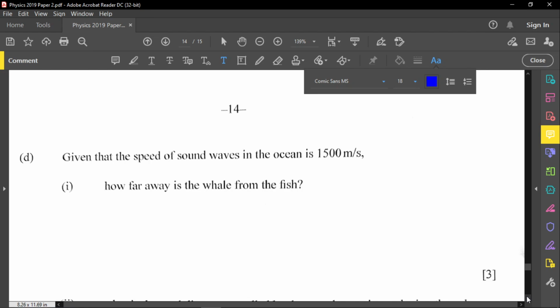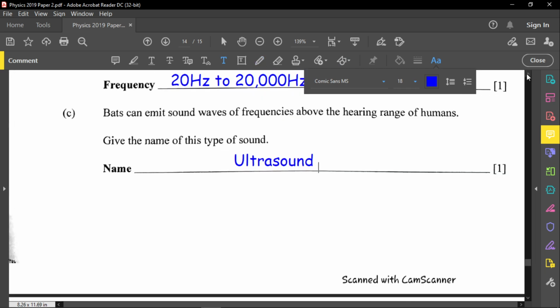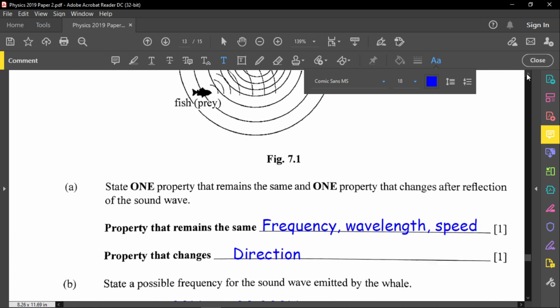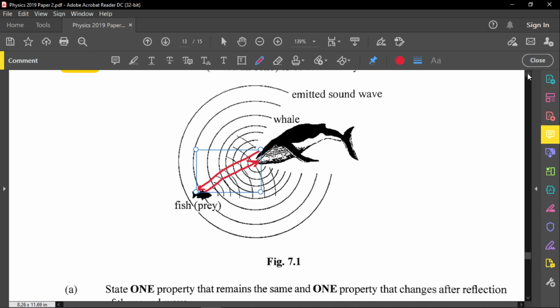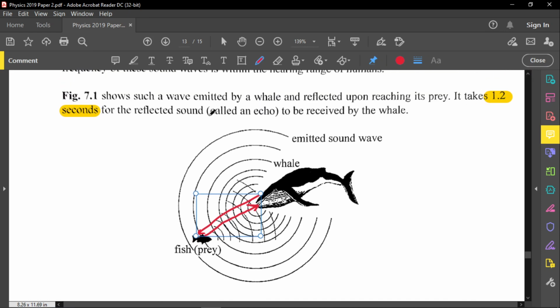But I want to point out something here. There are two ways you could do this. I could draw a diagram, but maybe it's easier to understand from this. Again, if the whale releases a sound and it goes to the prey, the sound will have to bounce back, reflecting back to the whale for the whale to hear. It takes 1.2 seconds for the reflected sound, called an echo, to be received by the whale. So the sound leaving the whale and coming back to the whale, that's 1.2 seconds. The whole thing is 1.2 seconds.